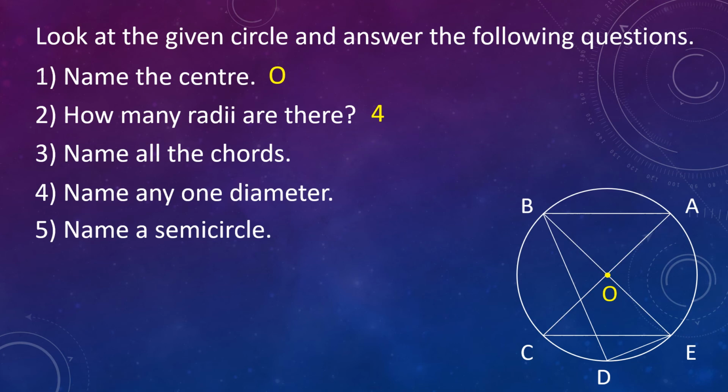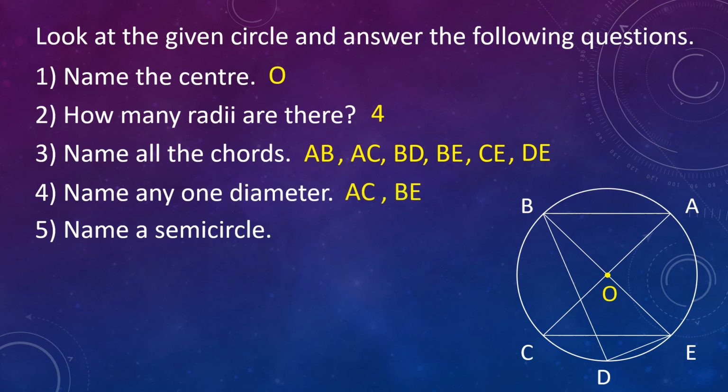Question number 3. Name all the chords. Let's recall chord. A chord is a line segment whose endpoints lie on the circle. So the answer is AB, AC, BD, BE, CE and DE. Question number 4. Name any one diameter. Let's recall diameter. A diameter is a line segment whose endpoints lie on the circle which passes through the center of the circle. So the answer is AC or BE. You can write any one.